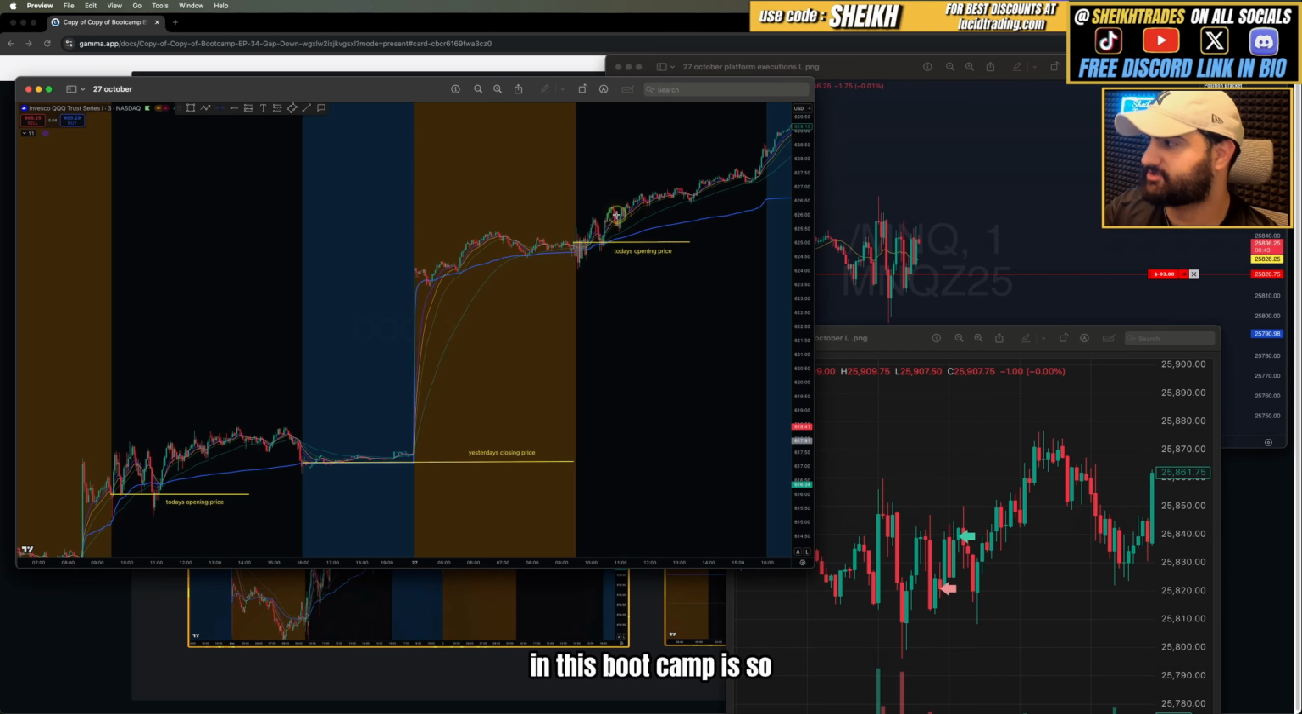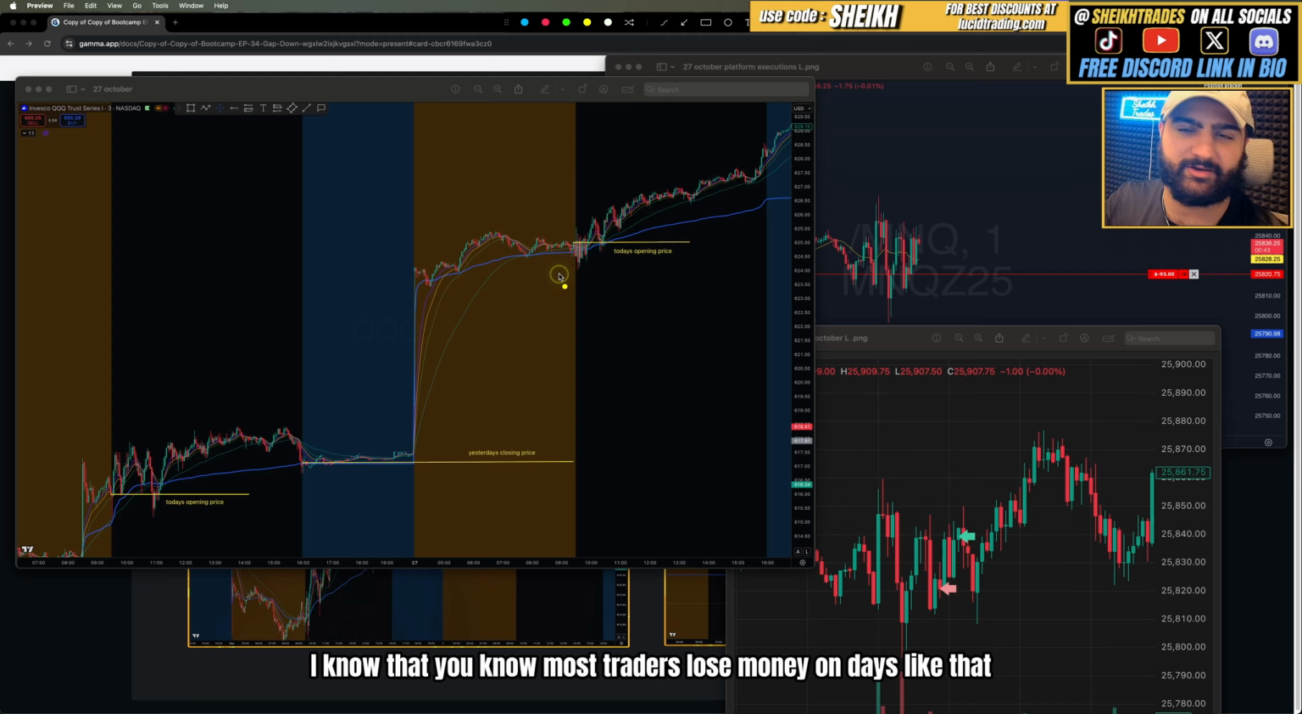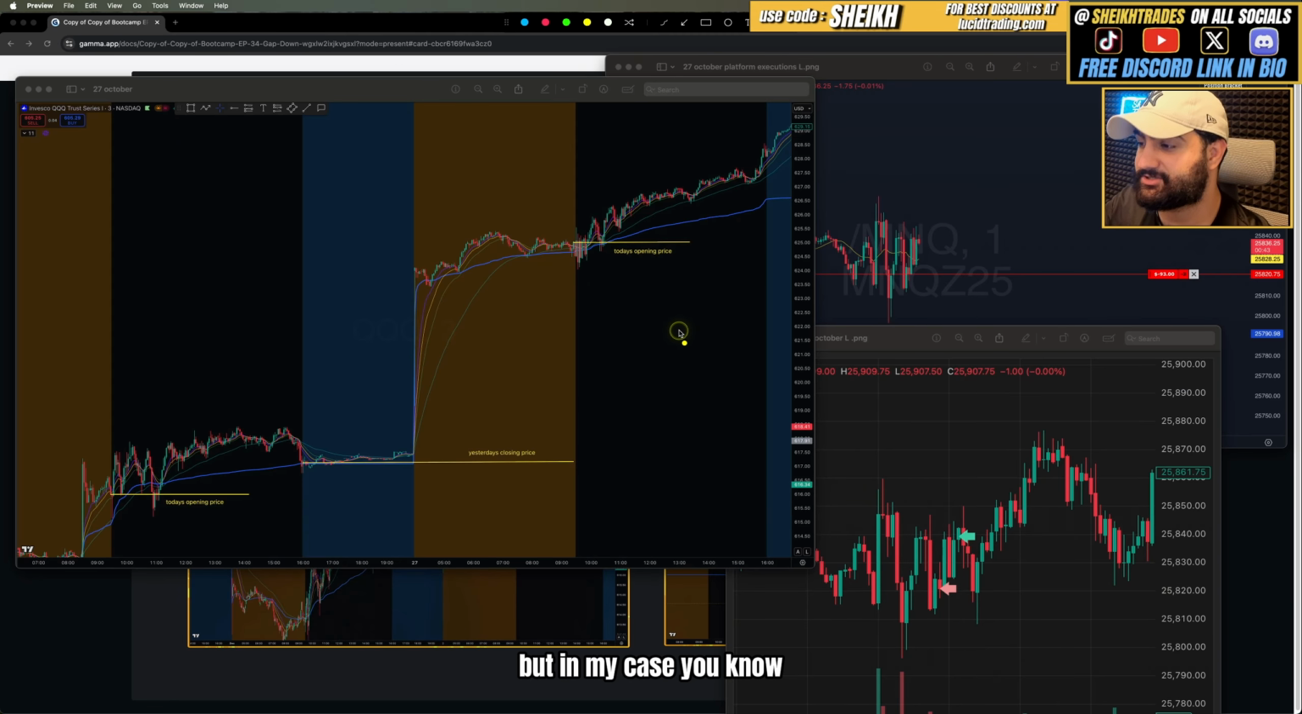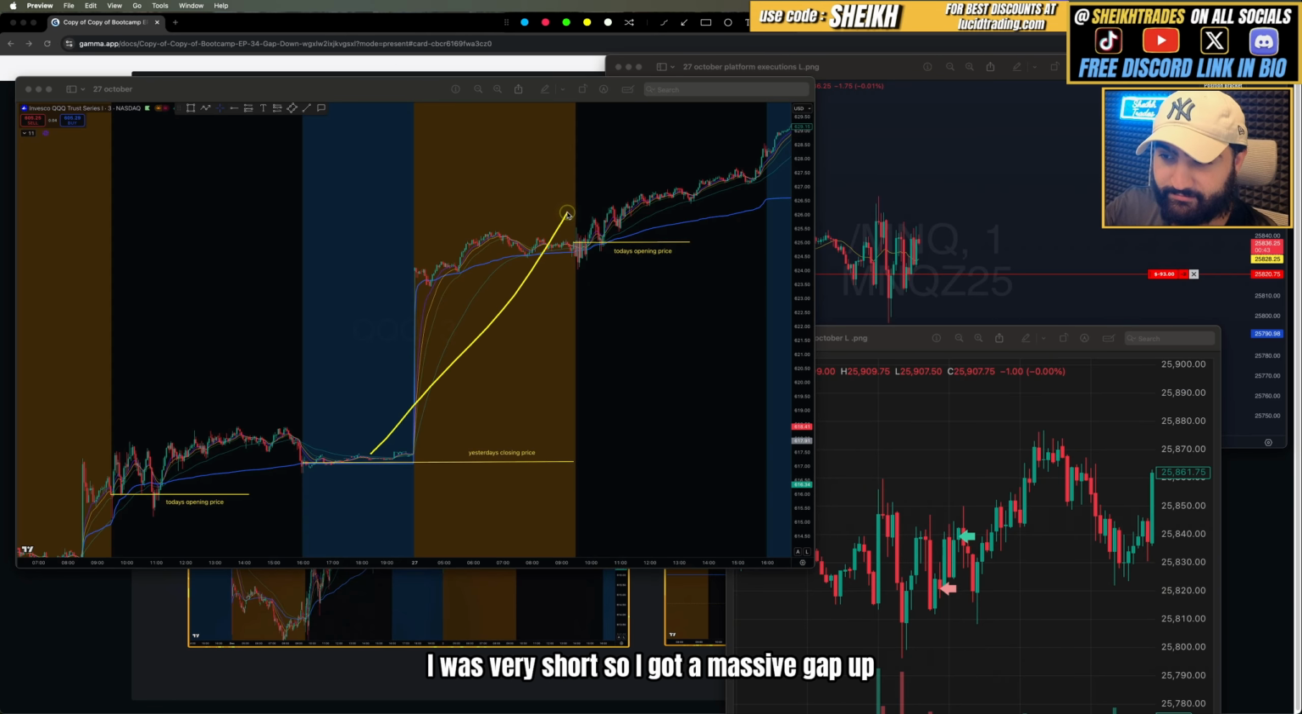So you could see that in this case, price gapped up massively. And you could see we had very ugly choppy price action, and we grinded up, which is annoying price action. I know that most traders lose money on days like that. But in my case, I was very short. So I got a massive gap up.